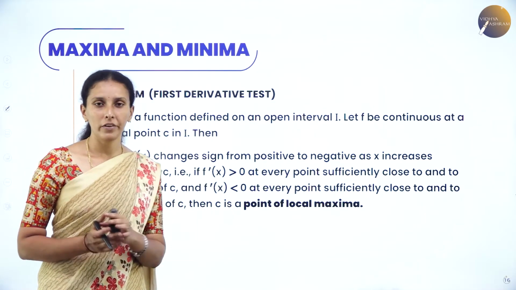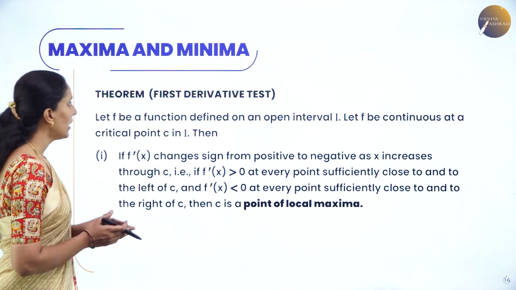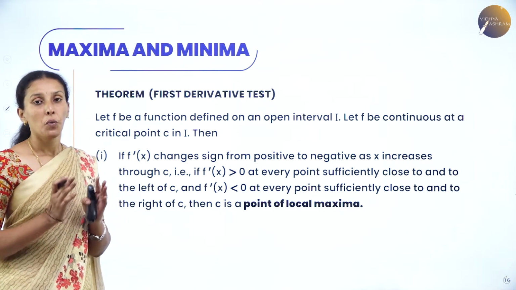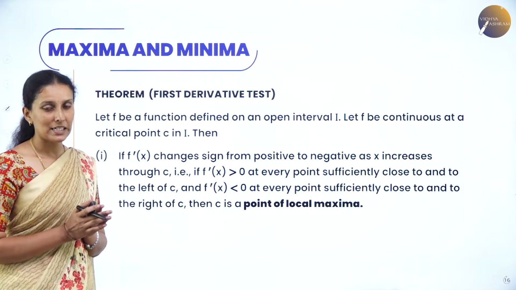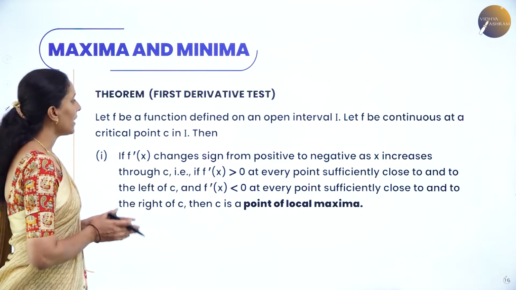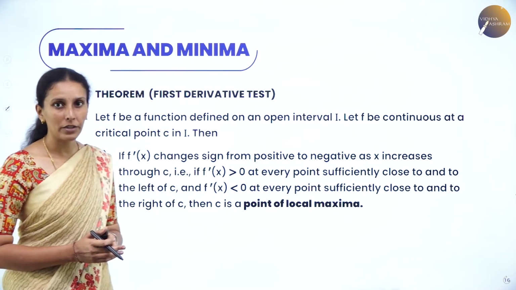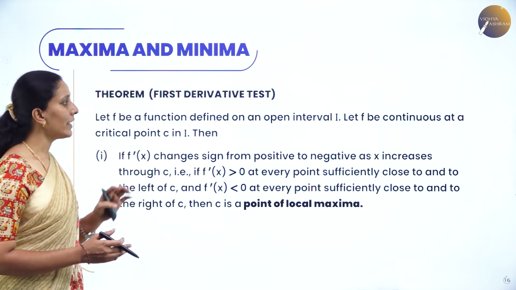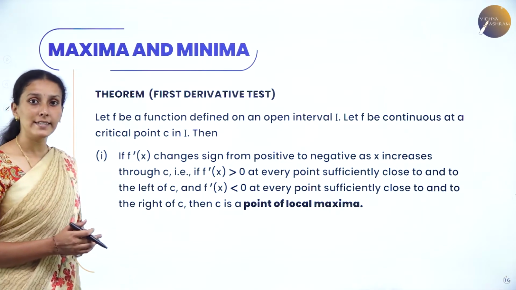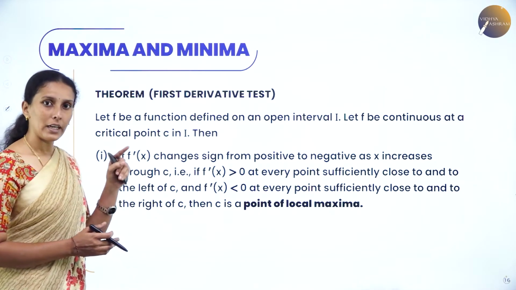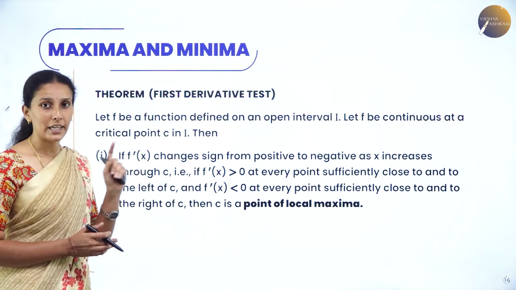Observing the following results, we get a theorem called the first derivative test. What does this first derivative test say? Let f be a function defined on an open interval I. Let f be continuous at the critical point C in I. So, at the critical point, the function must be continuous.